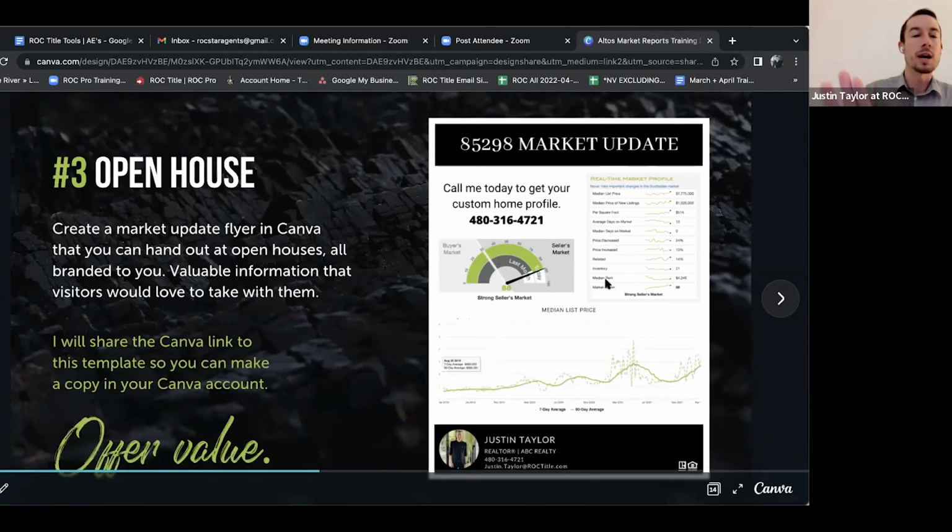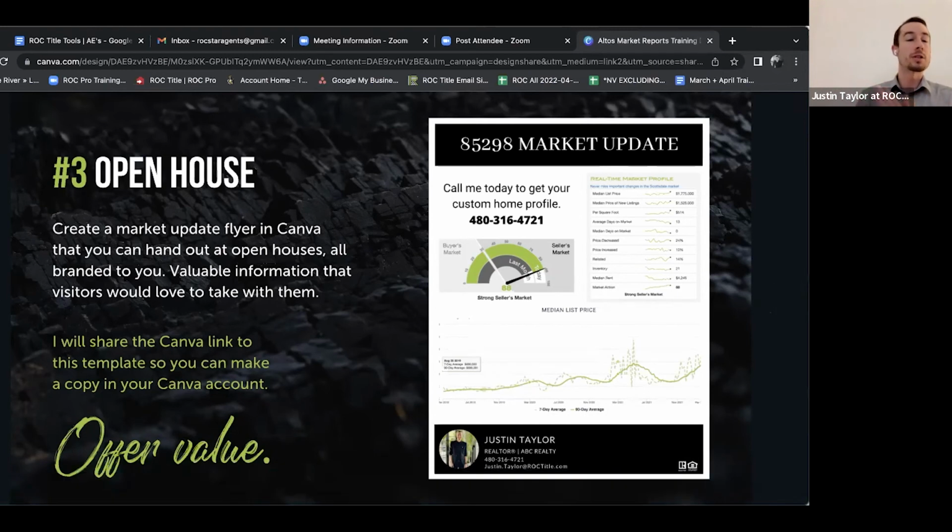So it could be on one side of your open house flyer. Maybe the other side is information about the home, photos, all that stuff. And then the backside could be a market update for that zip code. Again, taking the information that's provided and making it useful and valuable to who you're meeting.